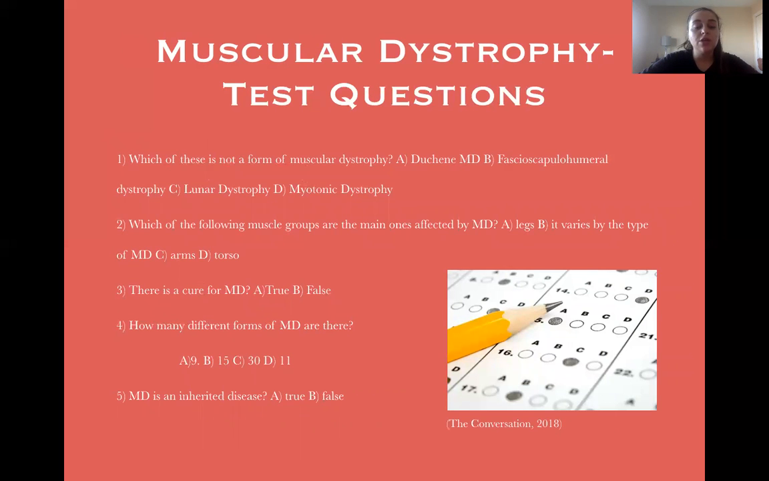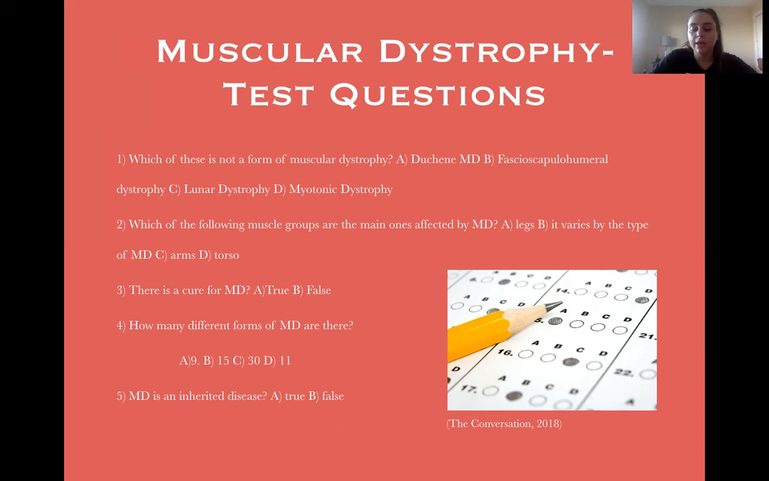Question 3, there's a cure for MD. A, true, B, false. Question 4, how many different forms of MD are there? 9, 15, 30, or 11? And Question 5, MD is an inherited disease, true or false? So I'm just going to give you a few moments to get your brain working to get through these test questions.